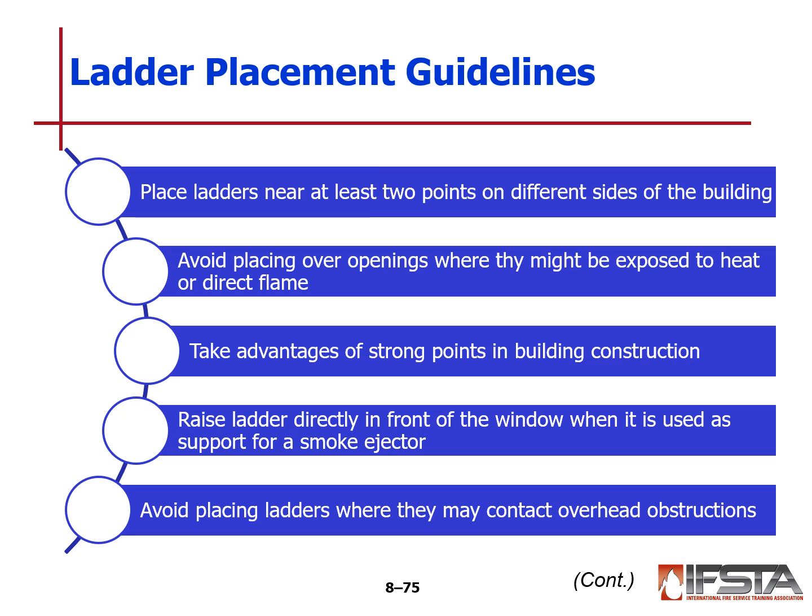Place your ladders near at least 2 points on different sides of the building. Again, you want a secondary means of egress. Avoid placing ladders over openings where they might be exposed to heat and or direct flame. Take advantage of strong points in building construction. Raise the ladder directly in front of a window when it is used for support, or a smoke ejector, which is removing just smoke out of a structure. And avoid placing ladders where they may contact overhead obstructions. Again, our big safety concern when we raise is overhead obstructions.